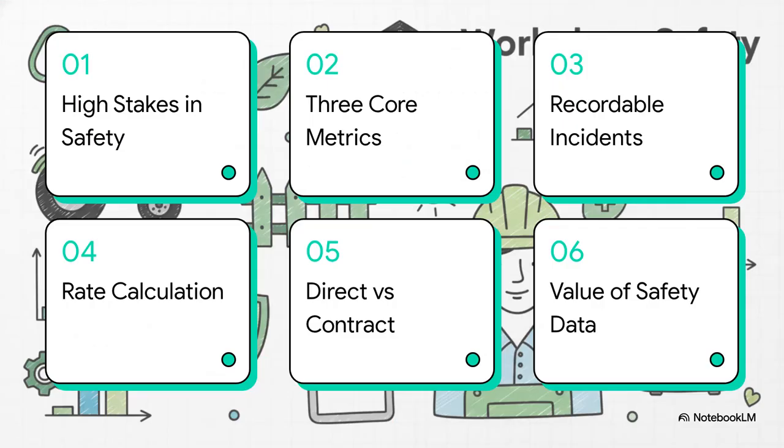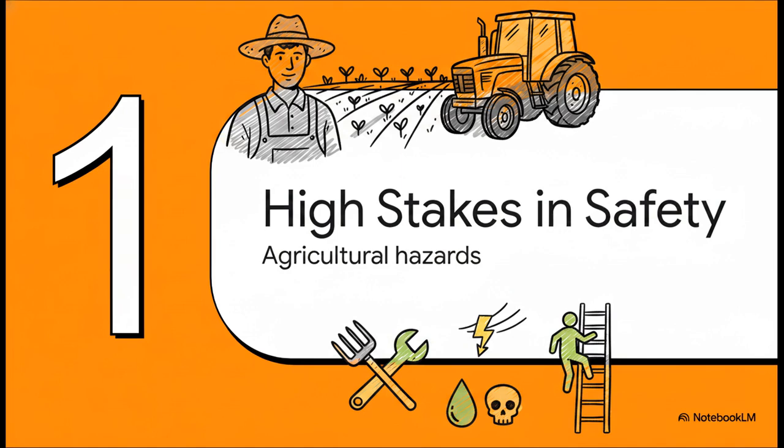Here's our roadmap for today. We'll start with the high stakes in agricultural safety, move into the 3 core safety metrics, and then define exactly what makes a recordable incident. After that, we'll unpack the actual rate calculation, distinguish between direct versus contract employees, and wrap up with the real value of safety data. So, moving into our first section, high stakes in agricultural safety.